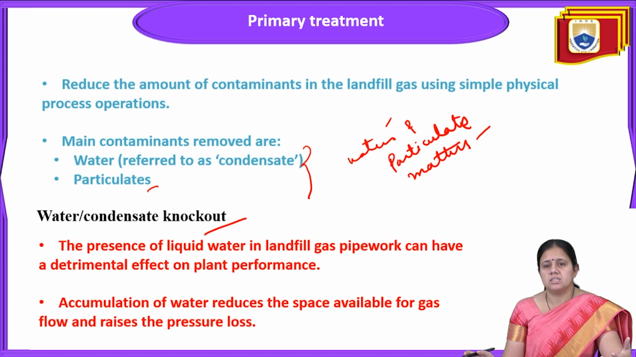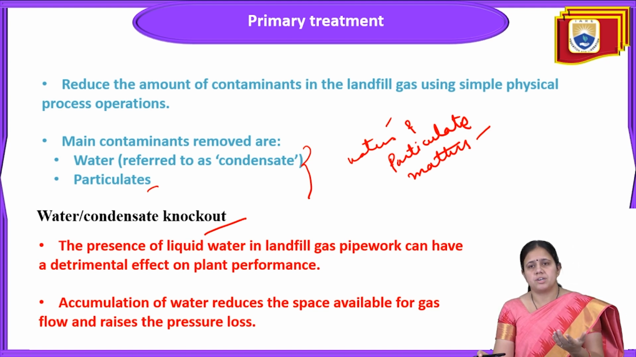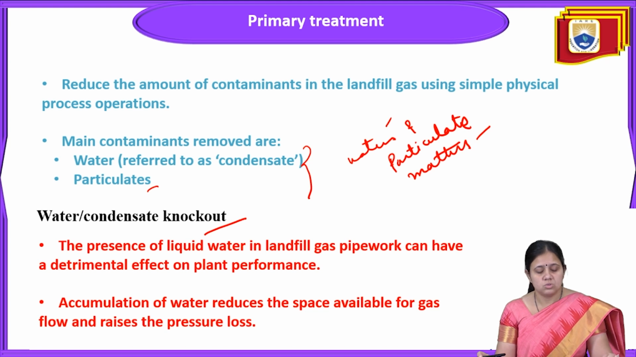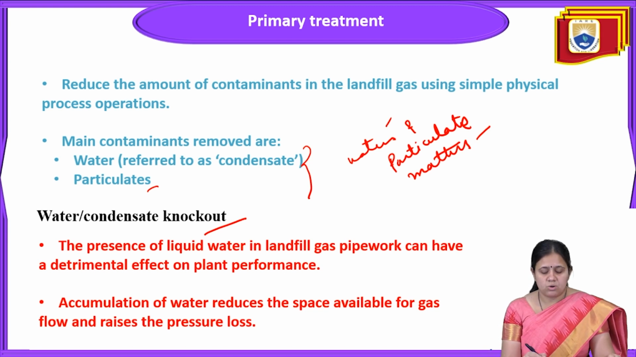Next is the water condensate knockout. How is this done? The presence of liquid water in the landfill gas pipe work can have detrimental effects on plant performance. Accumulation of water reduces the space available for gas and raises the pressure loss.